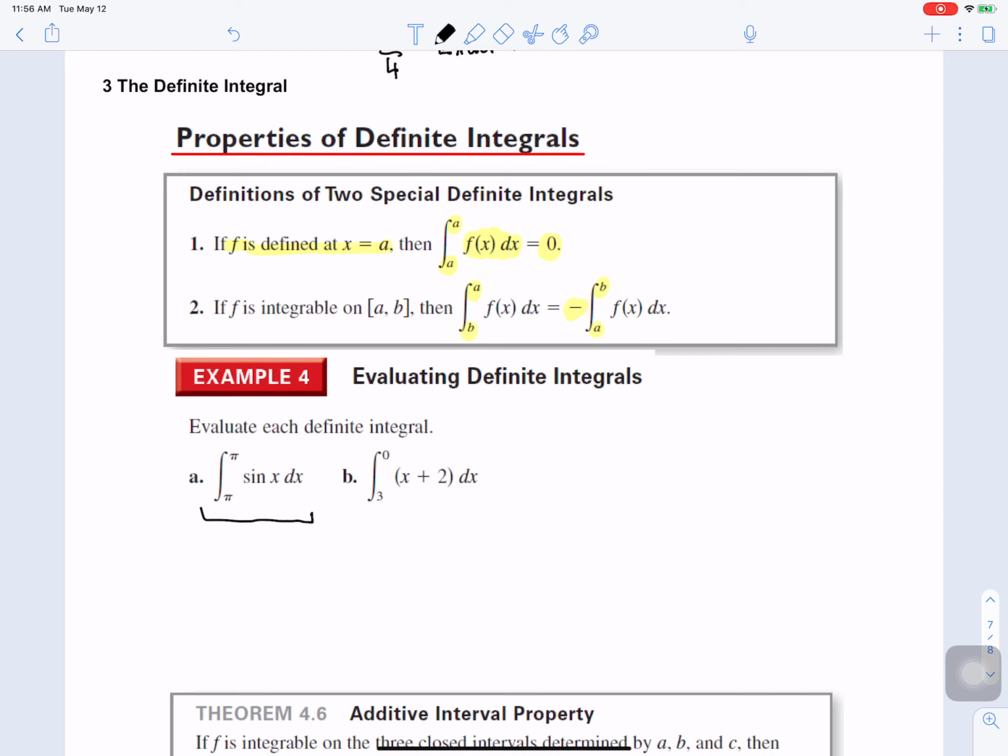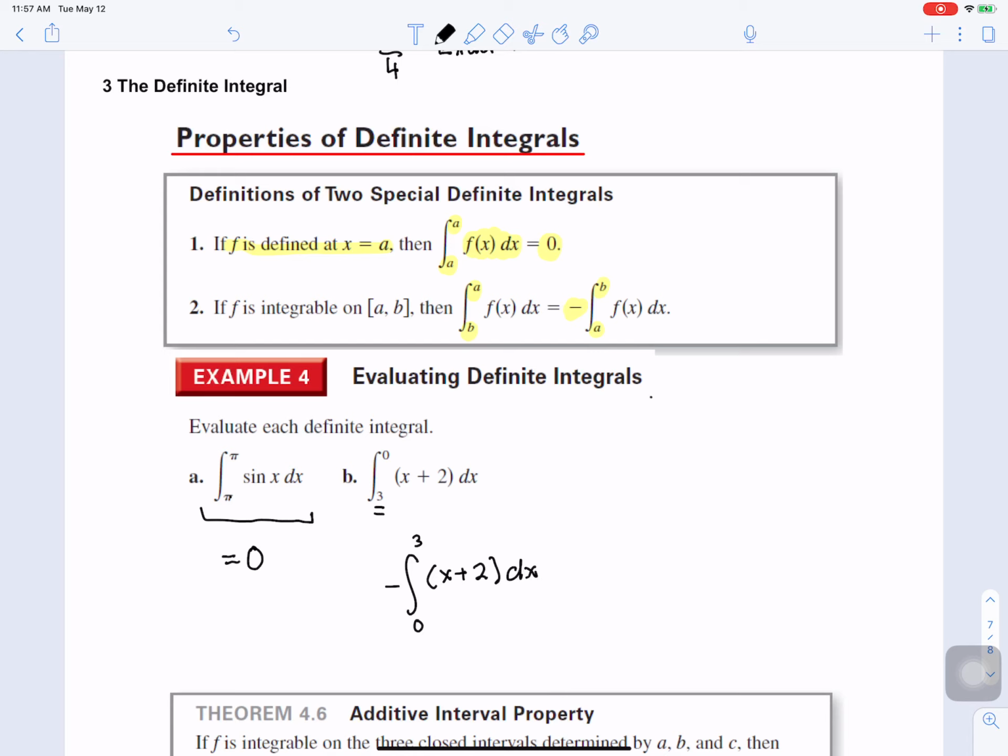It says evaluate these integrals. Well, the bottom limit is pi, the top limit is pi, so that integral goes to 0 by the first property. Now, normally we're used to seeing our lower limit on the bottom and our upper limit on the top, and it usually goes from a smaller number to a bigger number. I don't like seeing it from 3 to 0, so I'm going to switch it around, but then I'm going to leave a negative on the outside.